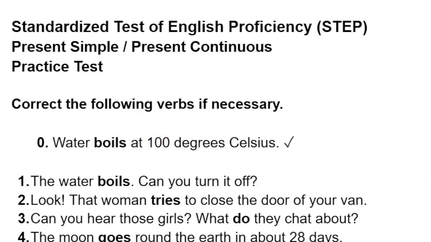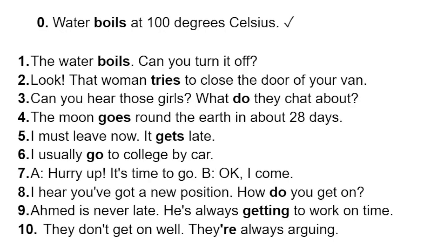Decide whether the sentence should be in the present simple or the present continuous. Number 1. The water boils. Can you turn it off, please? The verb boils is here in the present simple. And because the action is happening now, the verb should be: the water is boiling.